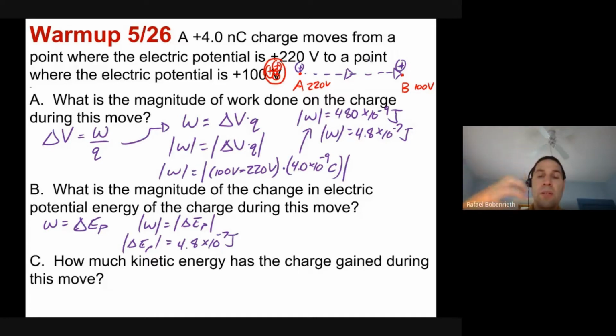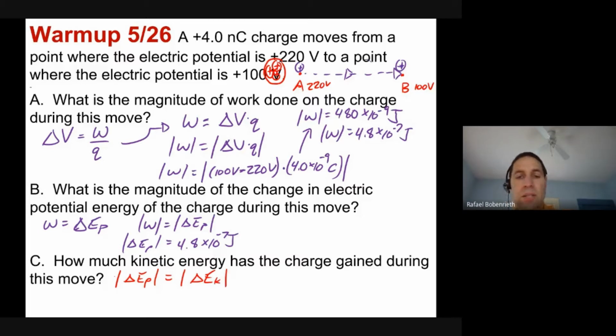It loses potential energy, but we know from our studies it then gains kinetic energy. It converts the potential energy to kinetic energy as it moves from one spot to another. So this is the same idea, but with electric potential energy and kinetic energy. In this case, we can say the change in electric potential energy is going to equal the change in the kinetic energy.